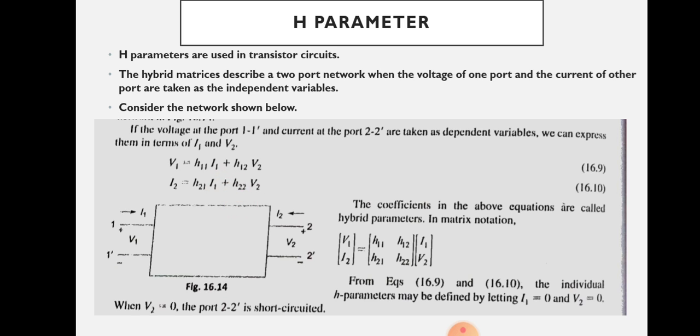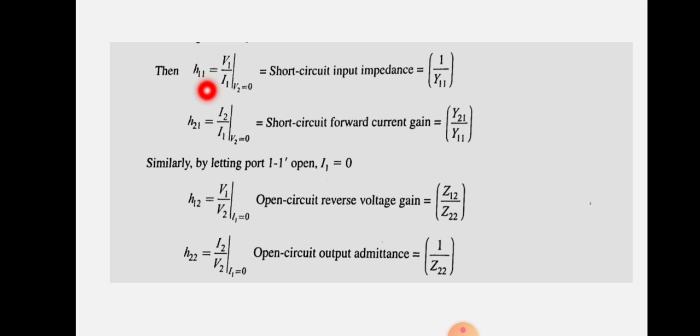Similarly, when we take V2 equal to 0, what is the meaning of V2 equal to 0? V2 equal to 0 means that we are short circuiting the terminals 2, 2 dash. So when V2 equals 0, this term becomes 0 and this also becomes 0. So from the above first equation, H11 equals V1 by I1 and H21 equals I2 by I1. So you can write H11 equal to V1 by I1 at V2 equal to 0.